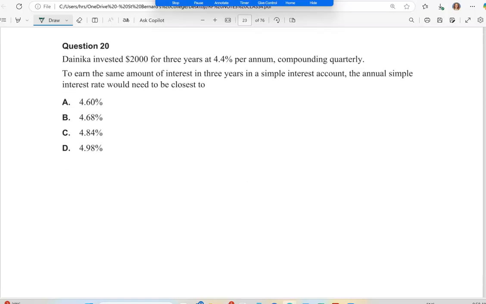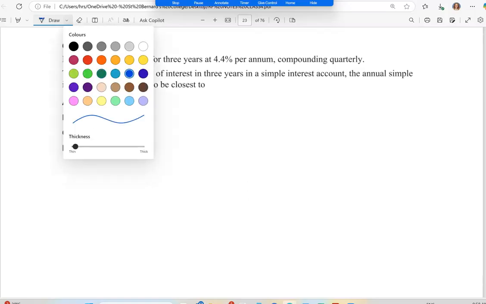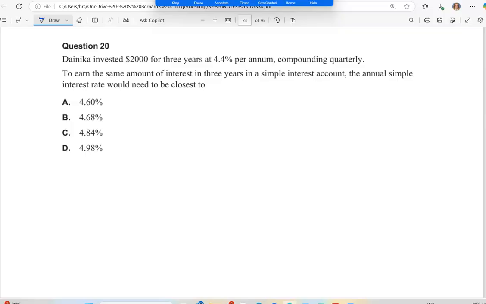Okay, and just this last question here. It says, invested 2,000 for 3 years at 4.4% per annum, compounding quarterly. So I'm adding all those little facts up there. So because they said compound, I know that's compound interest. Now it says to earn the same amount of interest in 3 years in a simple interest account, the annual simple interest rate would be closest to.